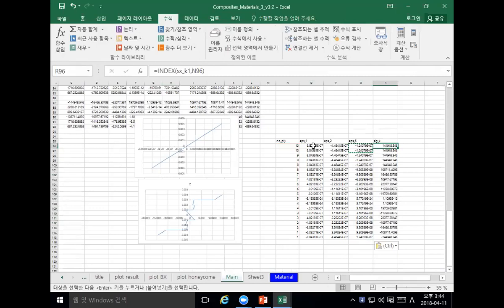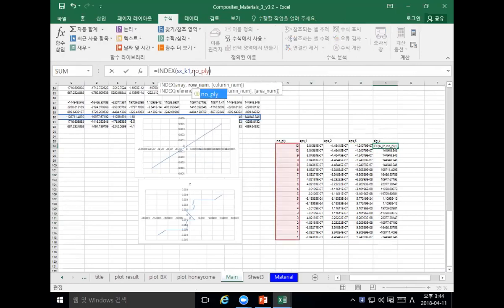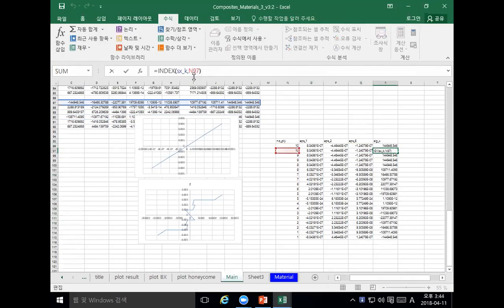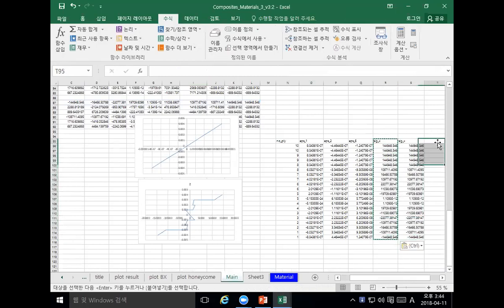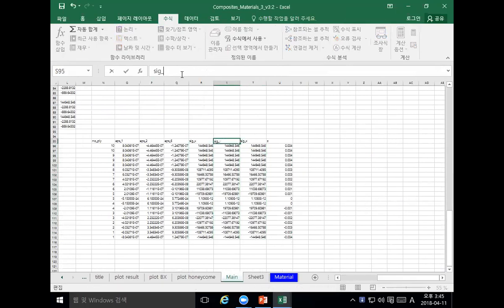We do the same here. Let's see. This is epsilon k. First, we like to change this, what? Number of pi. And this is the number of pi. And then x, and this is the epsilon one. Okay, so copy and paste. And this is the sigma x and sigma y and sigma s. This is the own axis. So this is the x, y, and this is the s. And this has to be what? Y, and this has to be Y, and copy and paste.